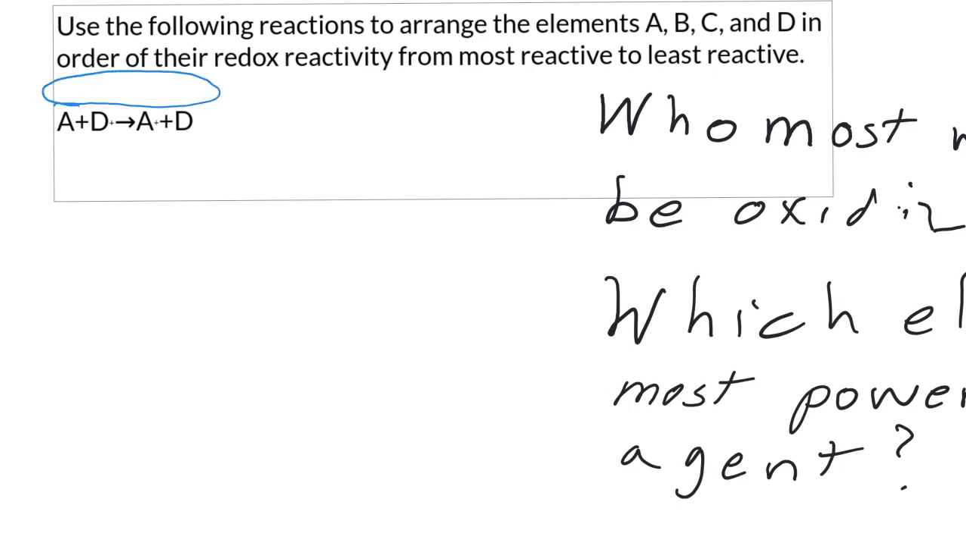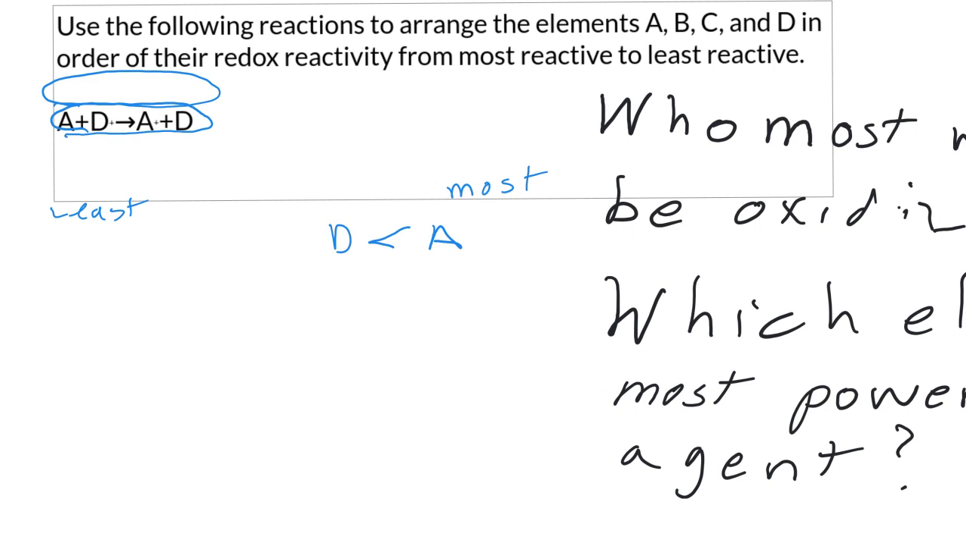A is reducing D plus. So if A can reduce D, then A is a stronger reducing agent than D. So that's most reactive, and we're going to go to least reactive over here, which is the opposite of the way it is in the homework. So heads up there. All right, the next thing compares C and D.